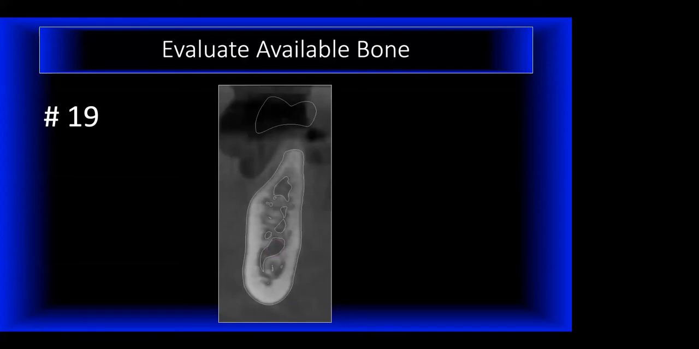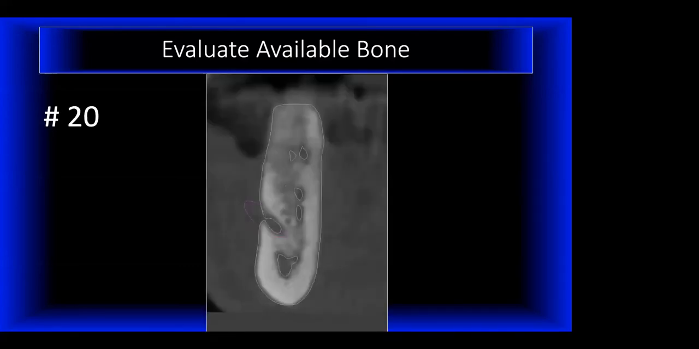Number 19 is rather compromised. So you can see the outline of the crown on top. You can see the thin bone down below. And then 20, which is right over the mental foramen, it looks like it is sufficient bone. We have adequate width and height, and there is not an angulation problem. Now, this is a good image. If you can see that purplish pink outline, that is actually the mental foramen.